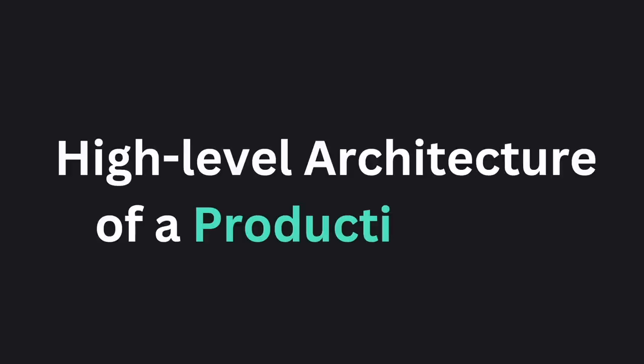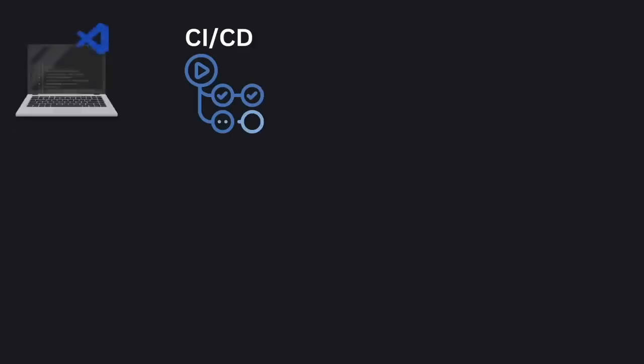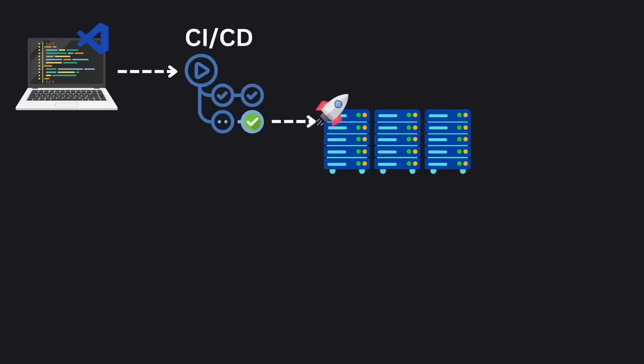Now let's have a look at a very high-level architecture of a production-ready app. Our first key area is the CI/CD pipeline, continuous integration and continuous deployment. This ensures that our code goes from the repository through a series of tests and pipeline checks and onto the production server without any manual intervention. It's configured with platforms like Jenkins or GitHub Actions for automating our deployment processes.